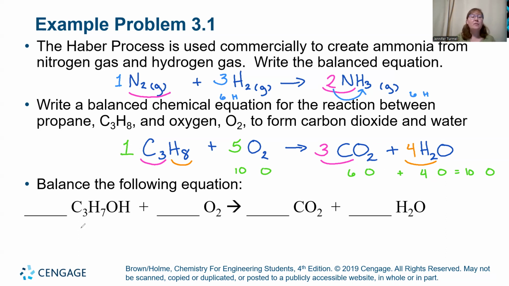Okay. Now this one's already written out for us, and let's take a look at how we can work through it. This may be a little bit trickier because I've got a bunch of different things in one place. First of all, let's make a list. I have 3 carbons, 8 hydrogens, and 1 oxygen.